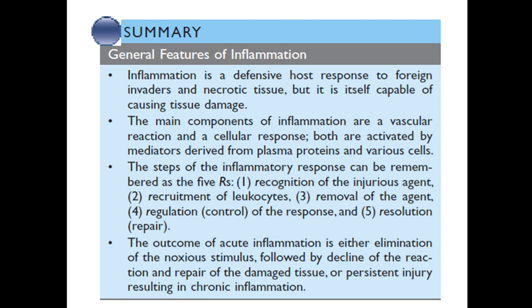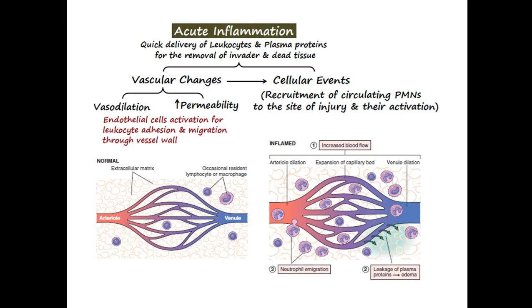The outcome of acute inflammation will be either elimination of this invading agent, followed by decline of the reaction and repair of the damaged tissue, or if the acute inflammation fails to resolve the problem due to any reason that we discuss further, it will lead to chronic inflammation.